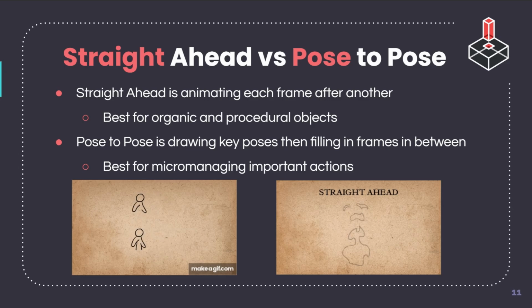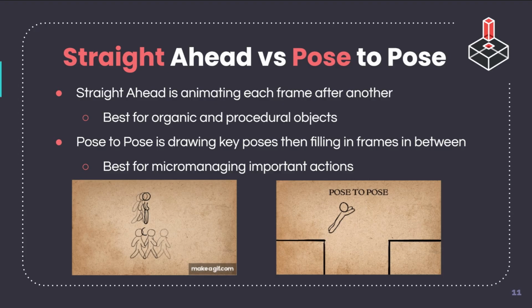So for example, this guy at the bottom left walking, you can see on the bottom is a pose to pose animation. But if you wanted to add hair, you might straight ahead the hair on top of that pose to pose animation because the hair is a natural movement where it'd be difficult to predict the bouncing of it as he walks.